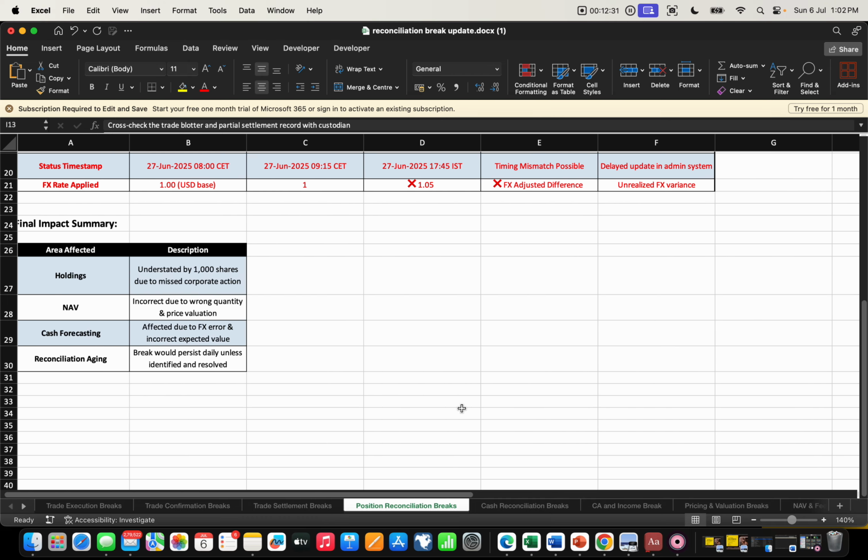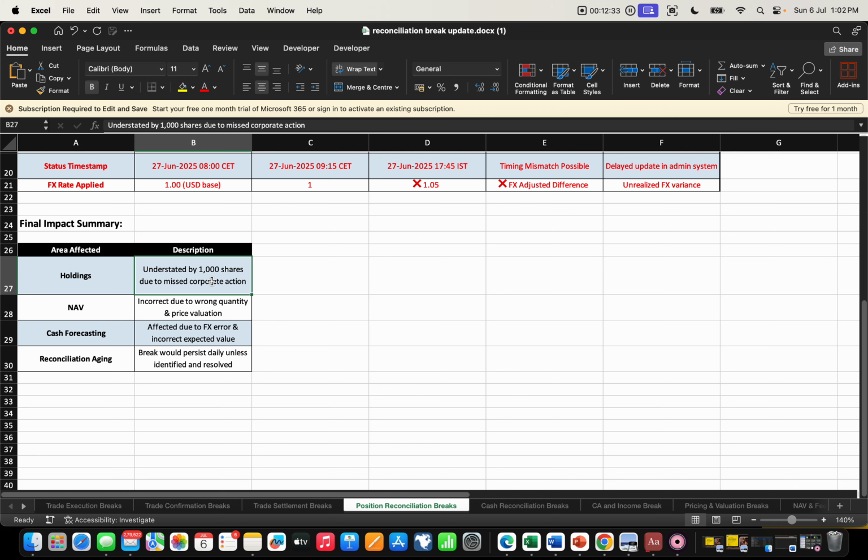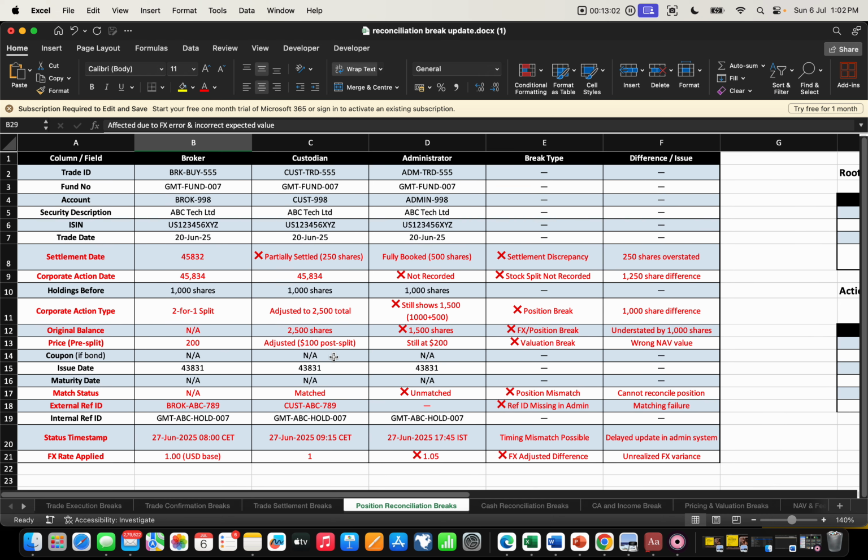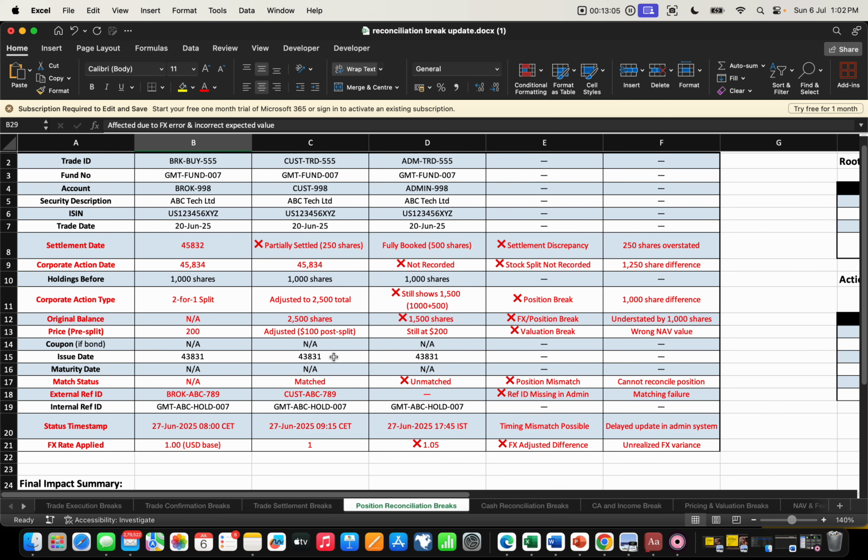So the final impact will be on the holding, which is understated by 1000 shares due to the missed corporate action, so it will get corrected. The NAV will also be impacted, incorrect due to the wrong quantity and price valuation. Cash forecasting may be affected due to the FX error or incorrect expected value, or reconciliation aging will get impacted. So these things will get impacted due to the position break.